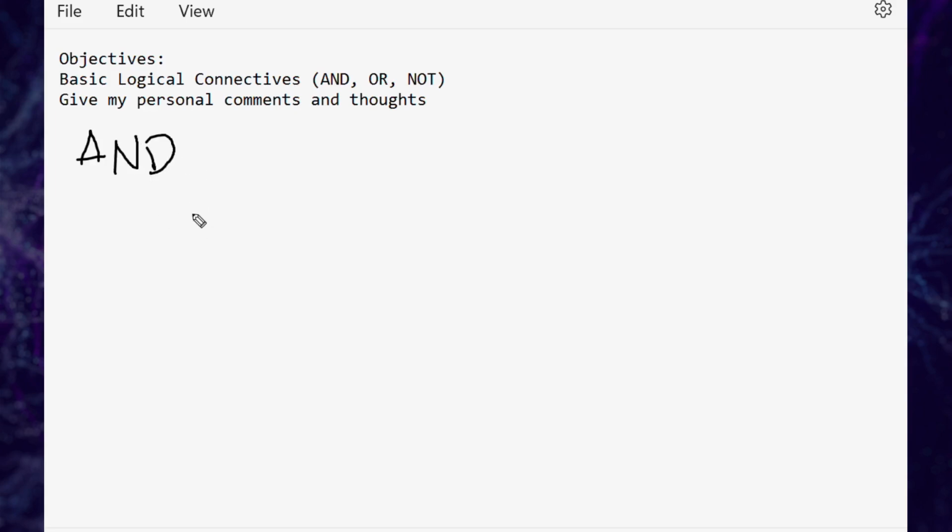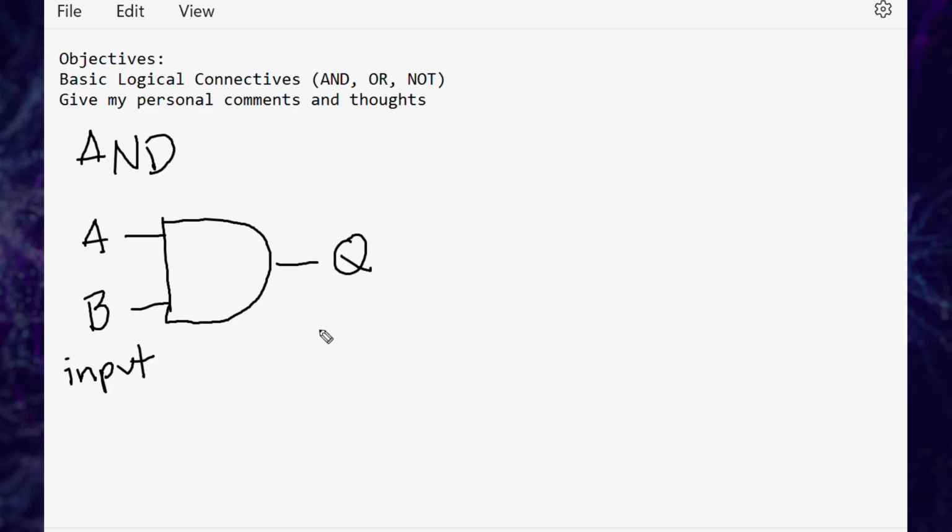If you are familiar with the symbols, let's say A and B. A and B are my input, and Q is my output. It's very effective to use the truth table to interpret or understand the function of these logical connectives. So let's make a table.